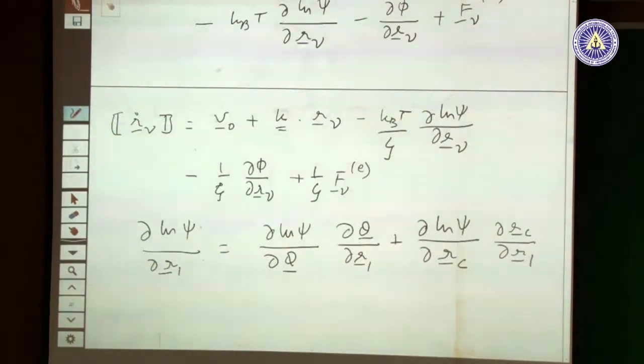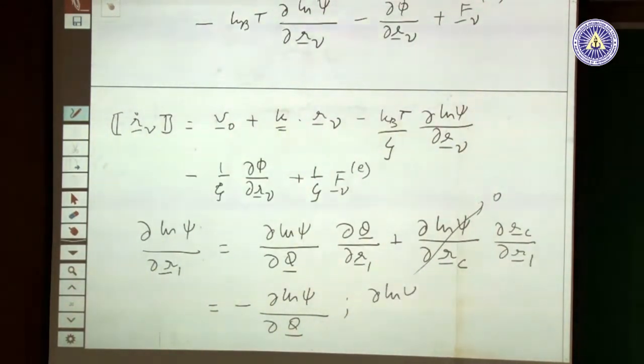Now, this distribution function does not depend on RC, we said that right in the beginning, right. So, this goes to 0, and we saw how del Q by del R1 was minus delta, right. So, then this becomes minus del log psi by del Q. Okay. Similarly, we can show that del log psi over del R2 would be plus, because del Q over del R2 is plus. So, this would be del log psi over del Q.